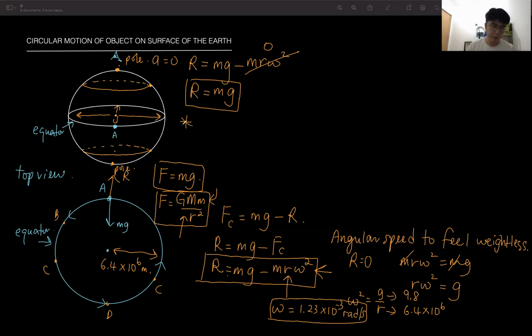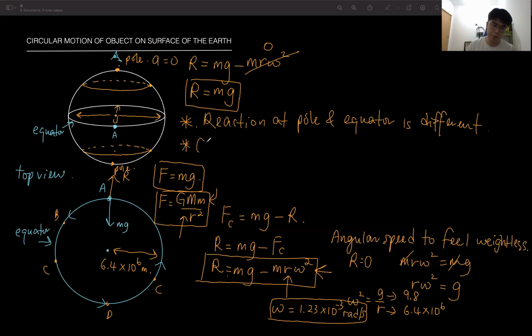Okay, so I write down a few things to take note now. So reaction at pole and equator is different. And also centripetal acceleration at pole is 0.